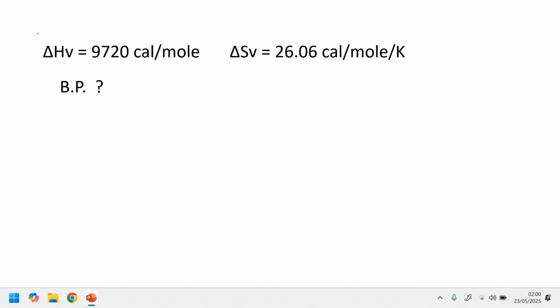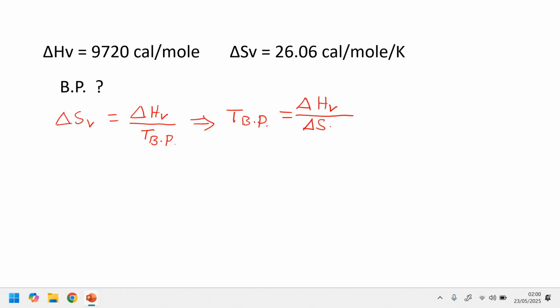So, enthalpy of vaporization is given and entropy change in vaporization is given. We know that delta S vaporization is equal to delta H vaporization divided by temperature, that is the boiling point. So from this equation we can write that the boiling point is equal to delta H vaporization divided by delta S vaporization, and the values are 9720 divided by 26.06. Now we'll do the calculation.